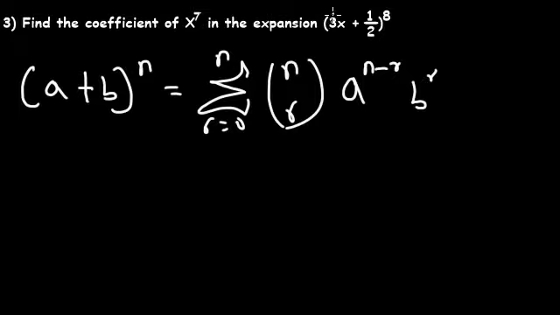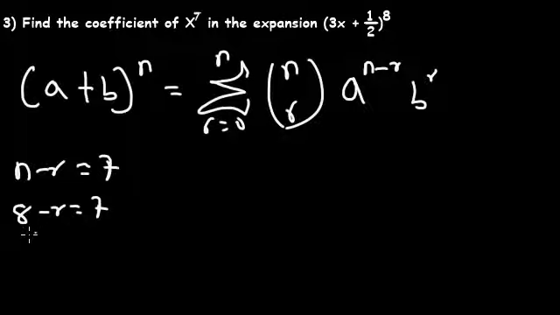Now, since x is in the first term, it means its index is the n minus r value. So clearly we can say that n minus r is equal to 7. However, n, we said, is the value of the entire index for that binomial. So it means n is 8, then we have 8 minus r equals 7. Then eventually, 8 minus 7 gives us the value of r, and r is equal to 1.